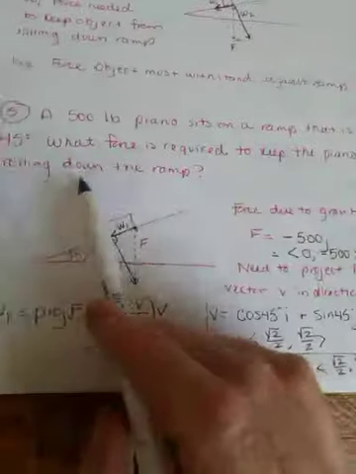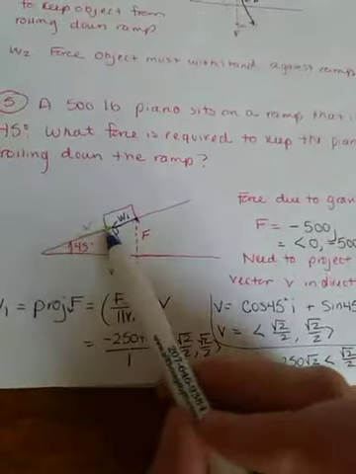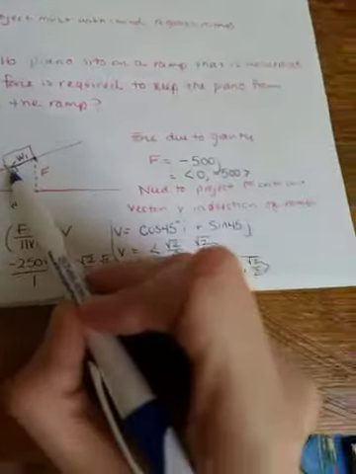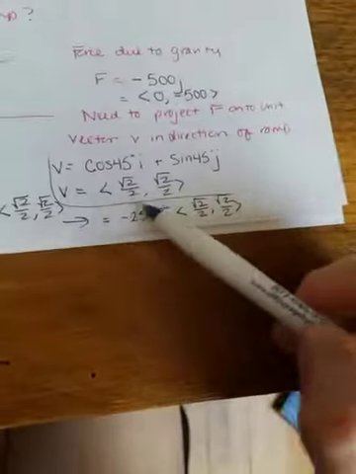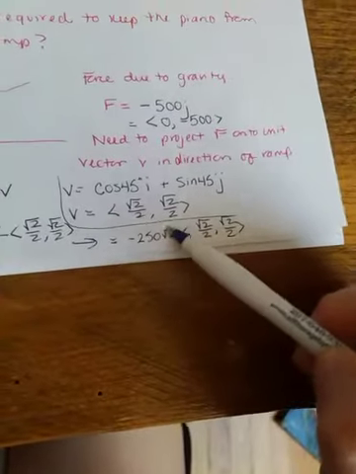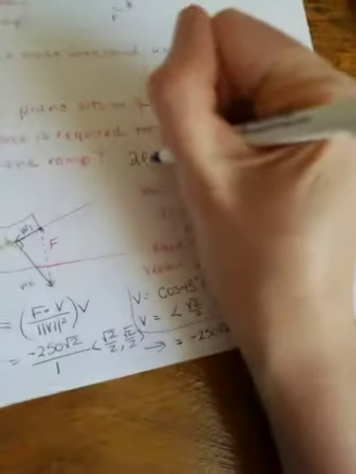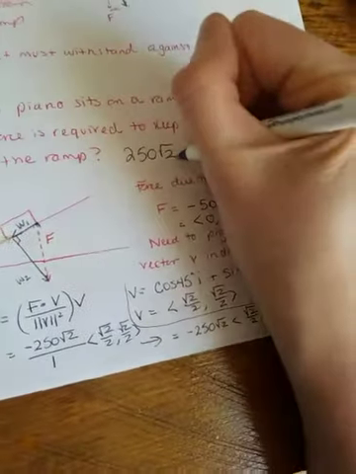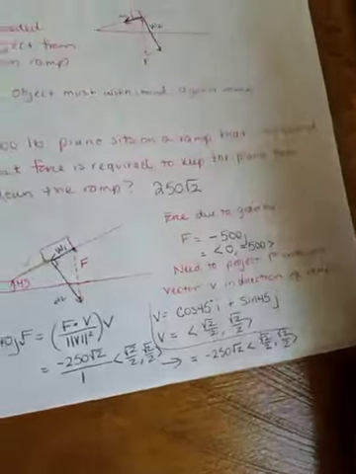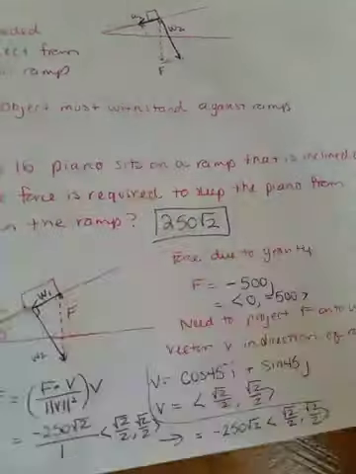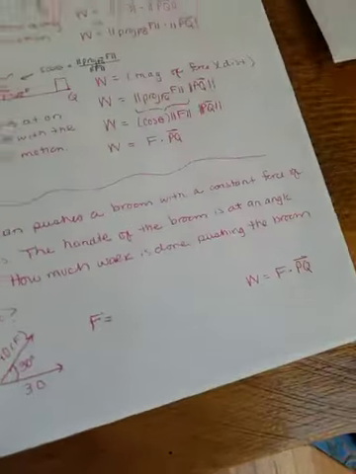So they asked what force is required to keep the piano from rolling down the ramp. So basically what has to be pushed against it from rolling down the ramp. So we're looking for the opposite of this value of the magnitude, which is going to be 250 root 2. And if you want to throw that in your calculator, you can, but that is the force that we need to keep it from rolling down the ramp. Again, if you have a better way that you like to do this, that's perfectly fine. All right, so there's force.